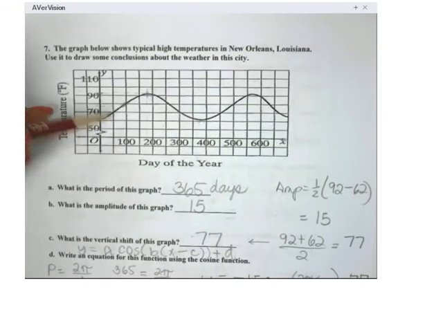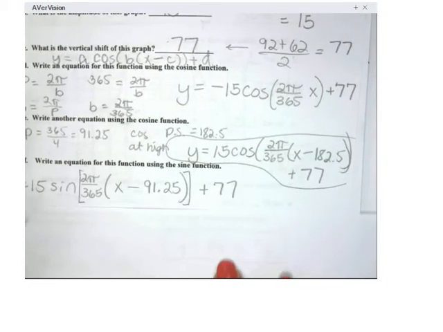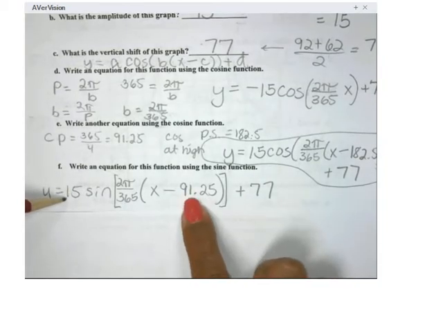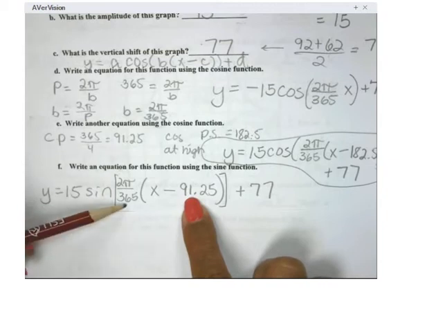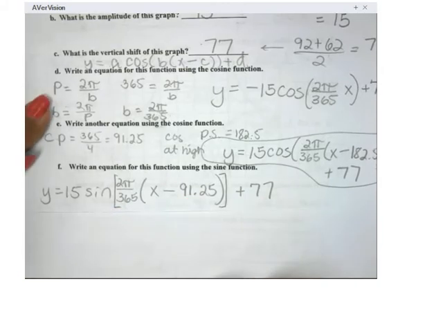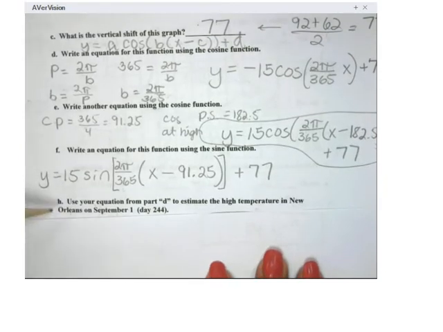And lastly, I'm writing a sine function. For that sine function, I have to phase shift it to a middle. And that's why it was important to calculate that critical point. I'm going to start it right there. At 91.25, the graph is at a middle and going up, so this should be positive. It has the same little b, because that's going to control what the period is, and it has the same vertical shift.